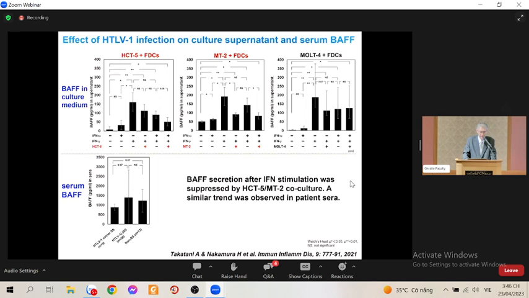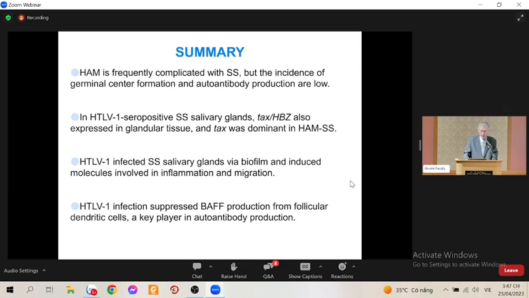This is the summary. HAM is frequently complicated with SS, but the incidence of germinal center formation and autoantibody production are low. In HTLV1 seropositive SS salivary glands, TAX and HBZ were also expressed in glandular tissue, and TAX was dominant in HAM-SS. HTLV1 infected SS salivary gland by a biofilm, including agrin or tethering, and induced molecules involved in inflammation and migration. Finally, HTLV1 infection suppressed BAF production from follicular dendritic cells, a key player in autoantibody production.